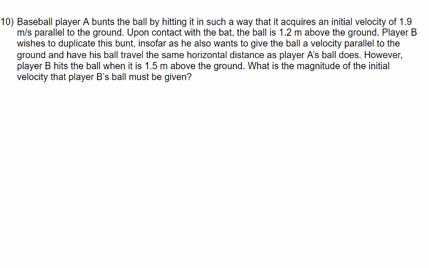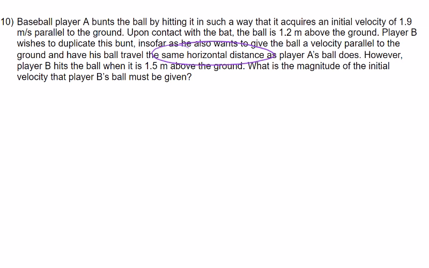So you have baseball player A. They bunt the ball in such a way that they give it an initial velocity in the horizontal direction of 1.9 meters per second. It's hit 1.2 meters above the ground, and then it hits the ground. And specifically, it says player B wants to duplicate this bunt so that they give it a certain horizontal velocity and have it go the same horizontal distance. So this is actually key here. But they are going to hit it from 1.5 meters above the ground. So we're trying to figure out what their initial Vx should be.